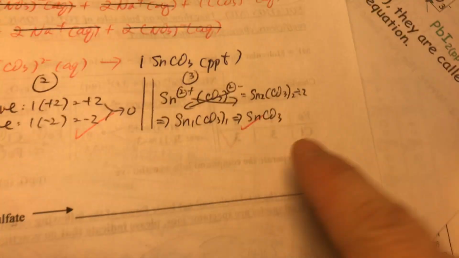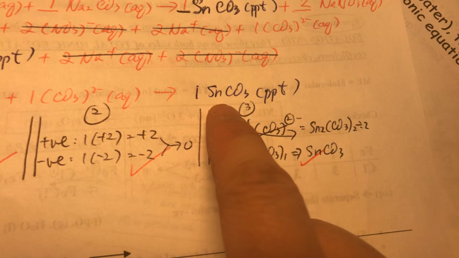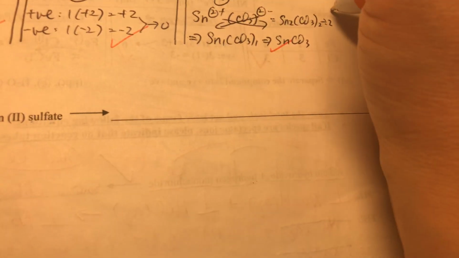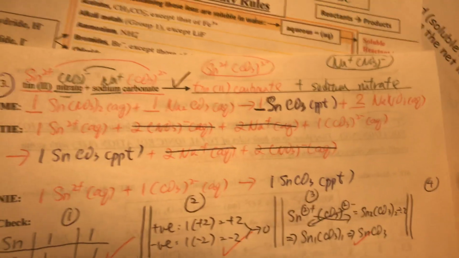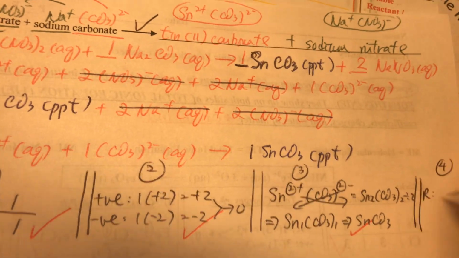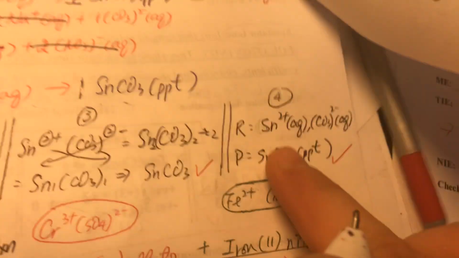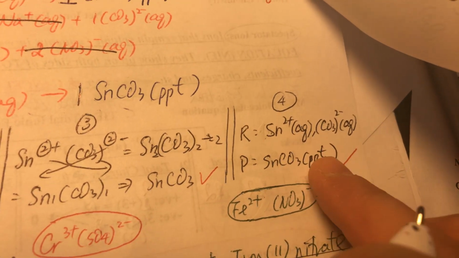Number 3 is good. It matches with my name. Okay, and then number 4. Oh, I don't have room here. So number 4 is my reactant. Okay, I do have room on my answer key. This is the answer key here. So you can write it that way.